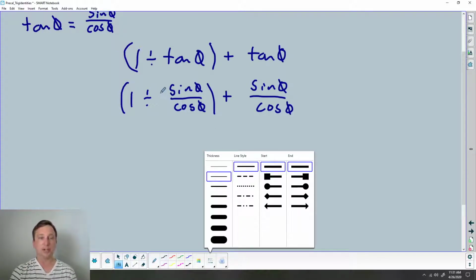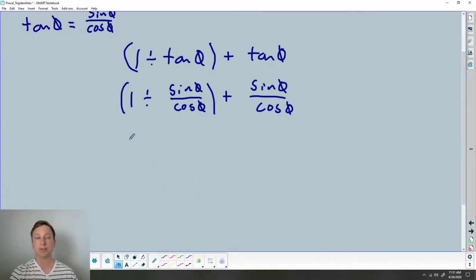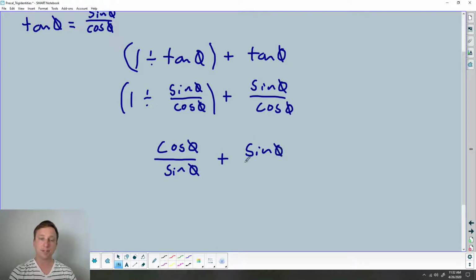All right. So when I have 1 divided by sine theta over cosine theta, well, that's the same thing as 1 multiplied by the reciprocal. And if I do 1 times the reciprocal, well, that's just going to produce the reciprocal. So this becomes cosine theta over sine theta. And it's actually 1 times this, but I'm not showing that step because 1 times anything is that anything. And now we add this to sine theta over cosine theta.